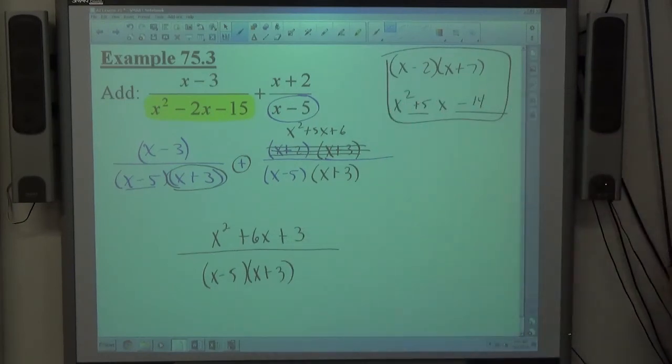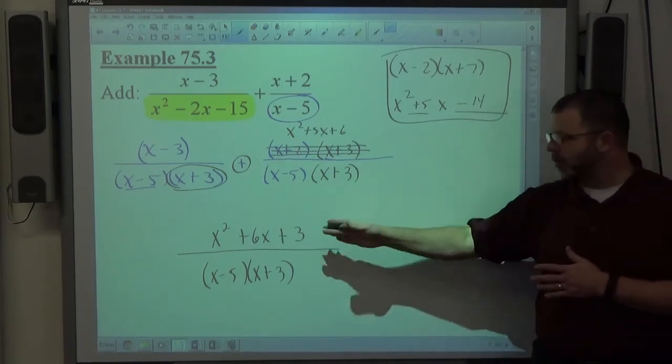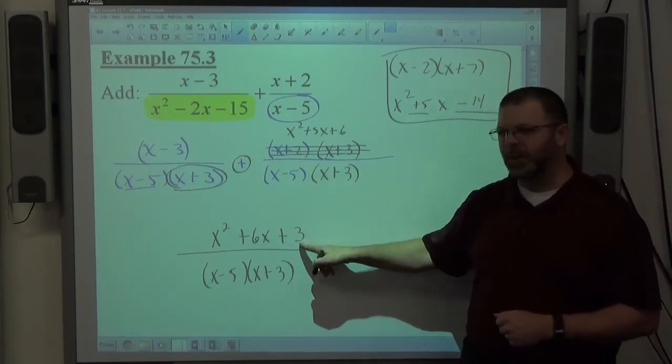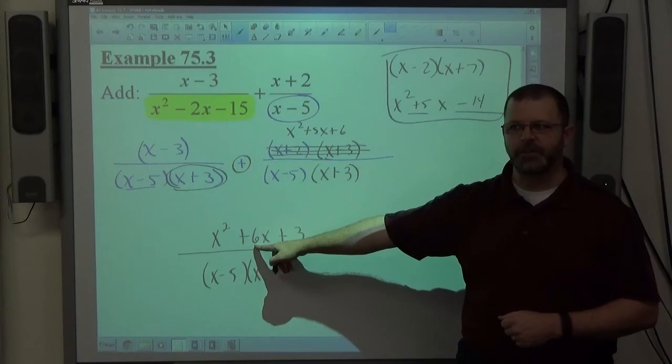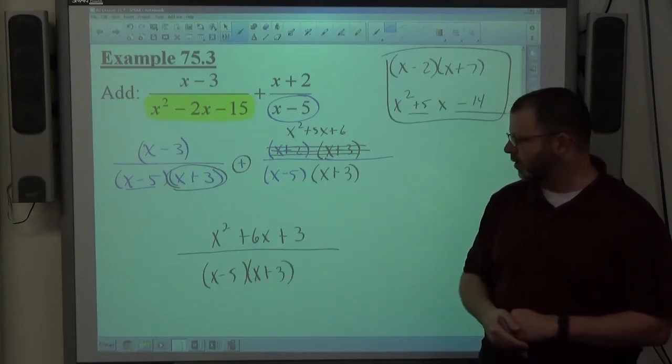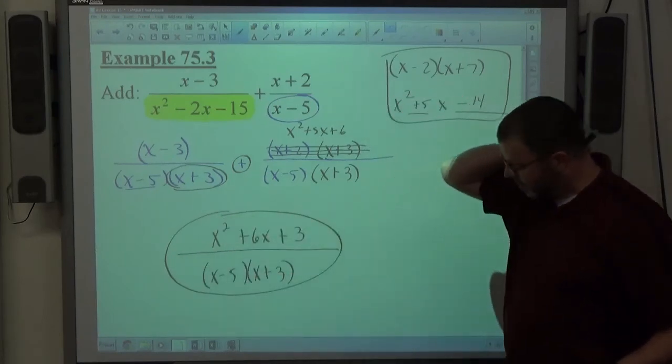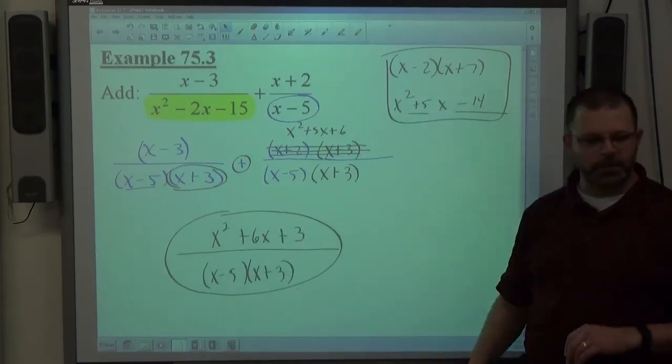Now one last thing on this one in particular. The top ended up being quadratic, right? If it was factorable and one of those factors reduced with something on the bottom, that'd be a better answer. But if I try to factor this, 1 times 3 makes 3. That's not 4, right? So we can't really factor the top, so that's the best I can do. So that's the final answer on that.